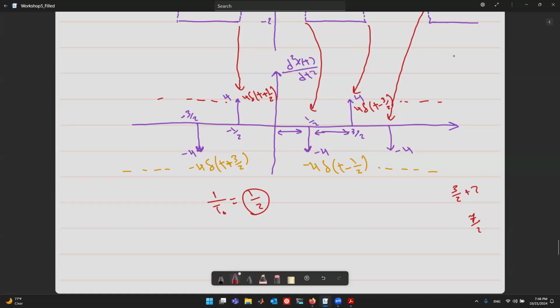So if we consider those two impulse trains, one of them scaled by 4, the other one scaled by -4, and we know that the Fourier series is linear. If we add those two and scale them by 4, we'll get the Fourier coefficients of the second derivative of x(t), d squared x(t) divided by dt squared. This will be 4 times half.